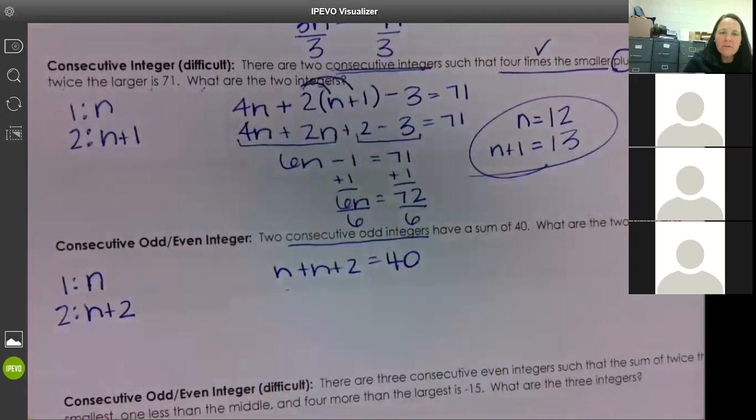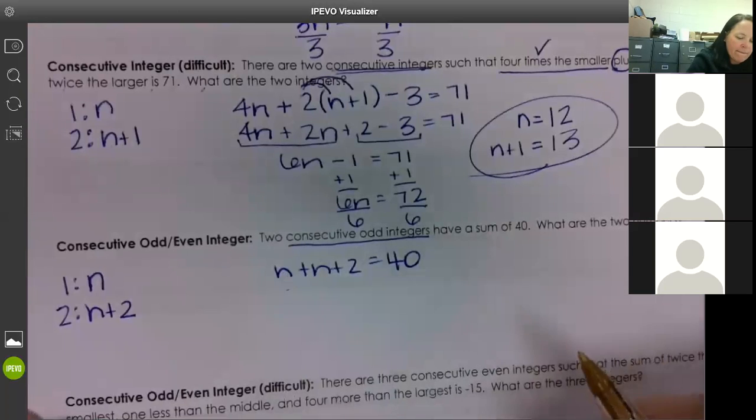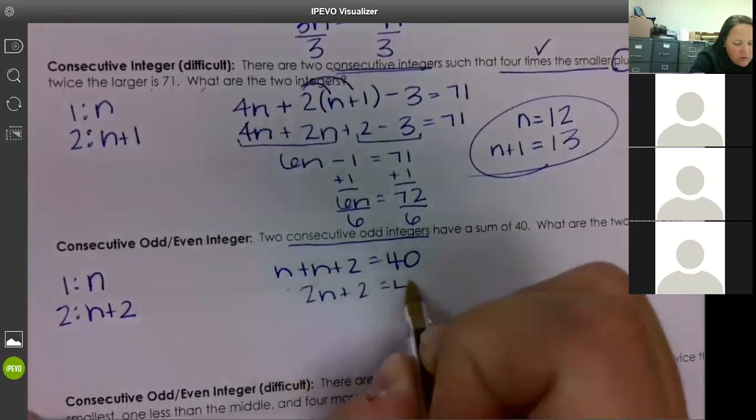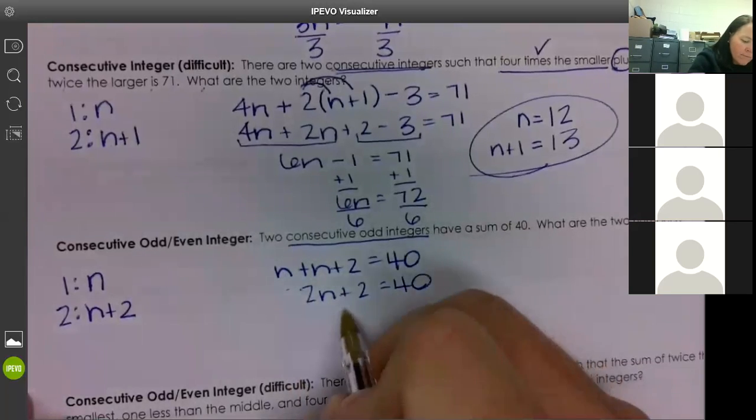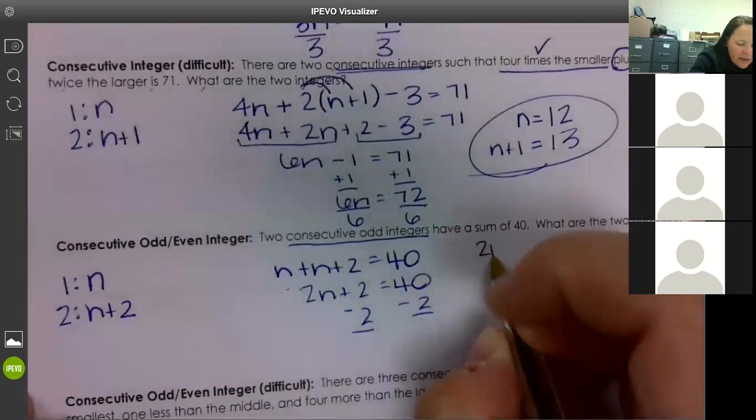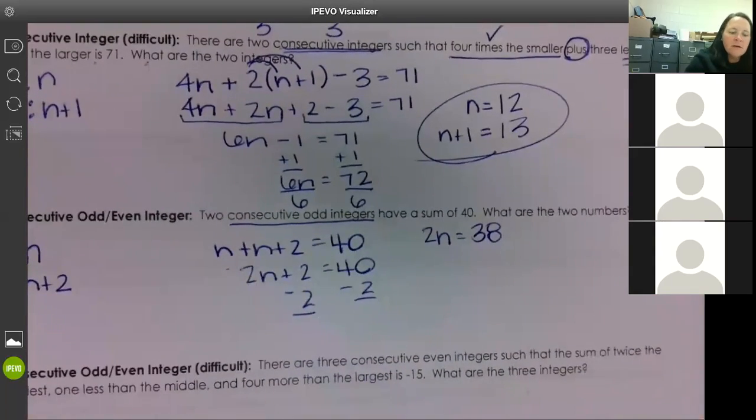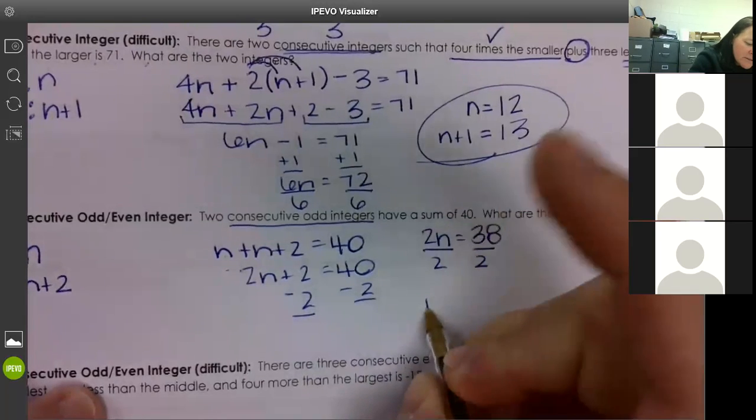So this is a super easy one. What is n plus n? 2n. So 2n plus 2 equals 40. How do I solve? Subtract the 2. Subtract 2 from 40. I get 2n equals 38. I don't want to squish it up. Sorry, y'all. And then we're going to divide. What is n going to give us?